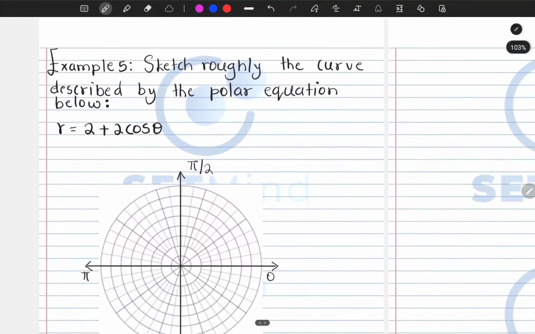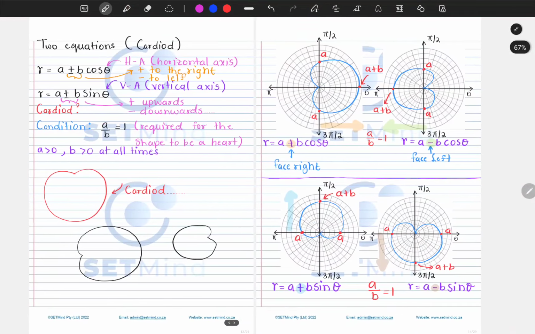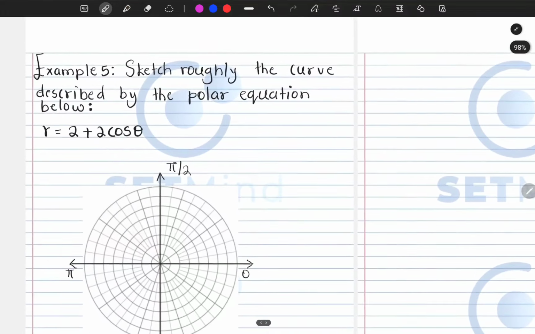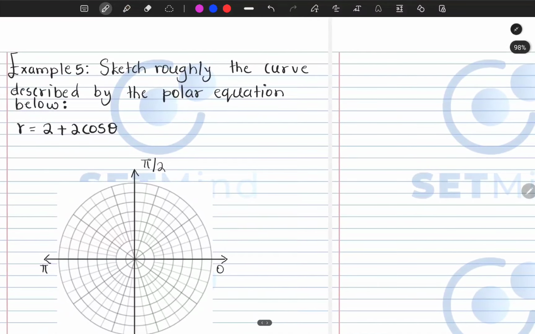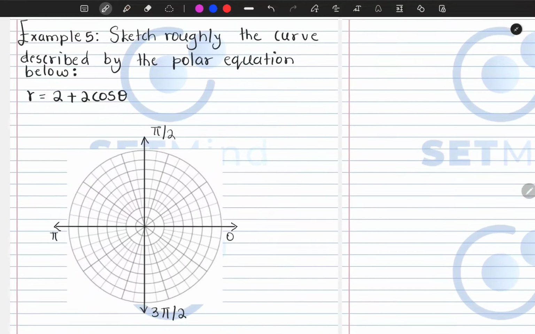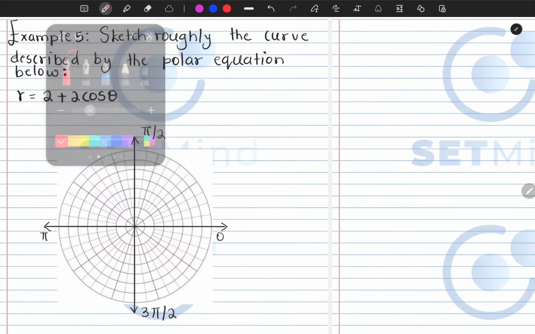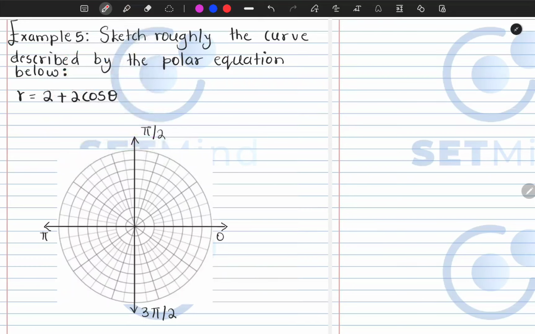Let us have a look at example 5 to try and apply what we have learned on this page. Example 5 reads, sketch roughly the curve described by the polar equation below. The polar equation we are given is 2 plus 2 cos of theta. The first thing which we always need to outline, you will see in subsequent sessions, is the value of A. So the value of A is 2.